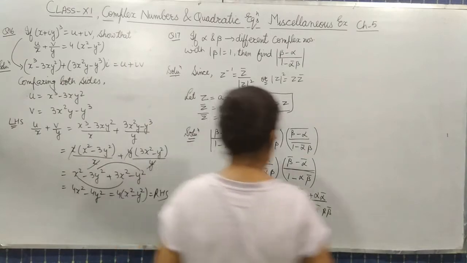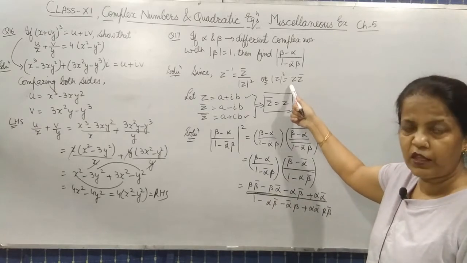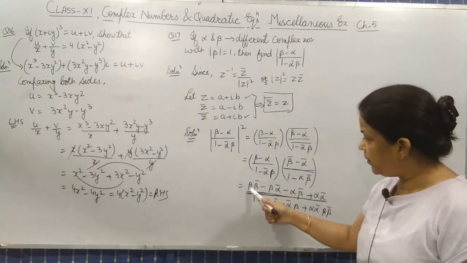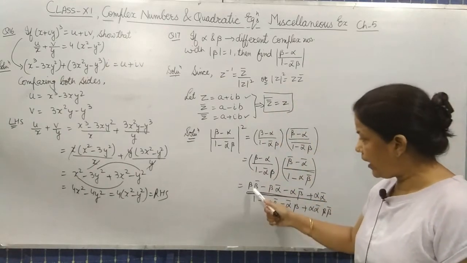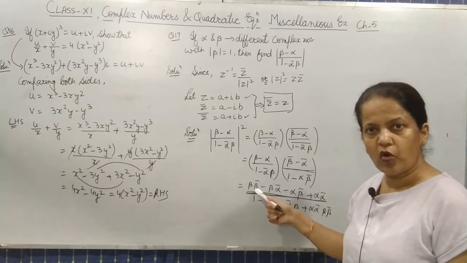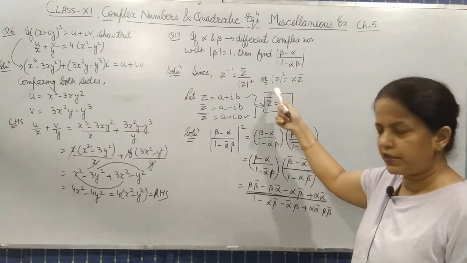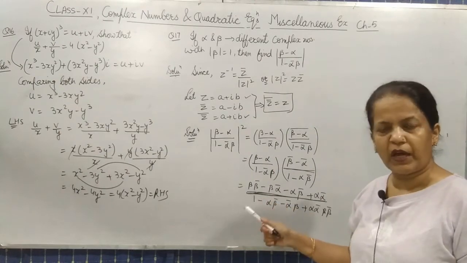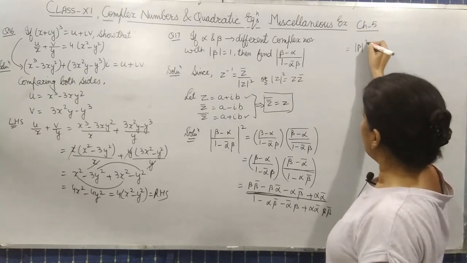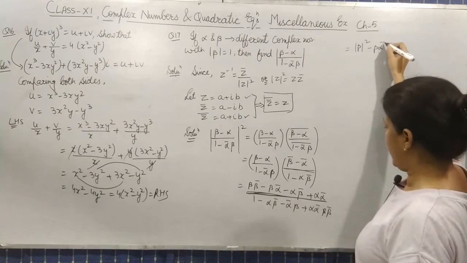Here, beta into beta bar. Look, use this concept: z into z bar is mod z square. In the same way, since it is a complex number and here is also a complex number, beta into beta bar, both complex numbers being the same. As in this case z into z bar is mod z square, in the same way beta into beta bar will be what? Mod beta square. Keep the other term as it is.